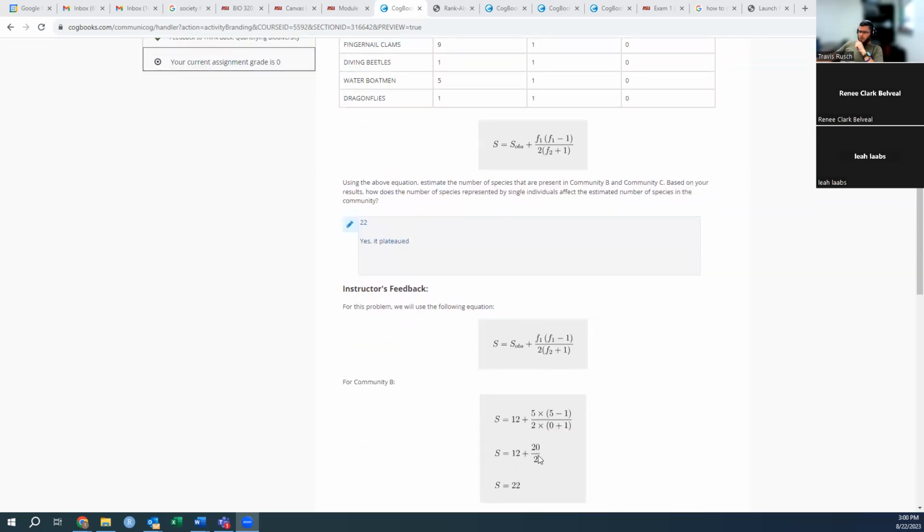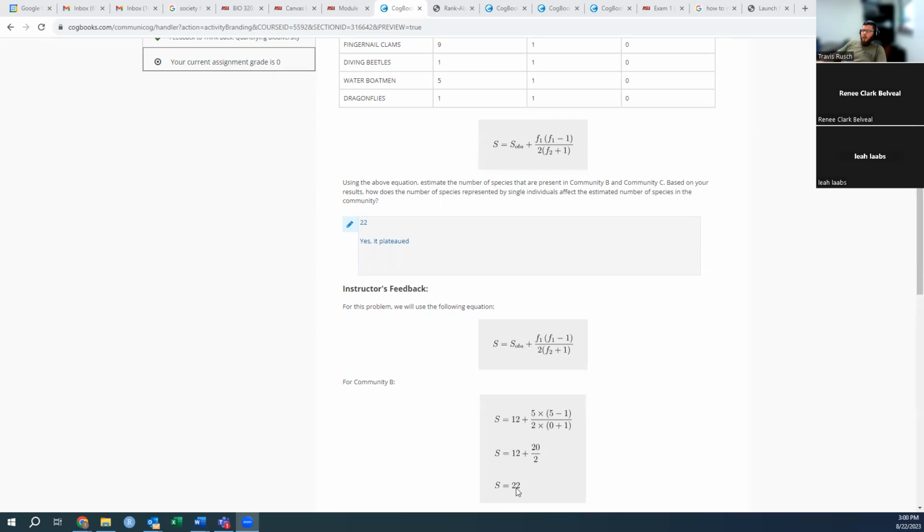So it's 20 over 2 plus 12, so it'd be 22, right? Because we have 5 times 4 essentially, right? So that gives us 20. And then we have 2 times 1 is 2. We have 20 over 2 is 10. And then the species observed is 12. So 10 plus 12 is 22. Does that make sense? Yes, that makes sense.